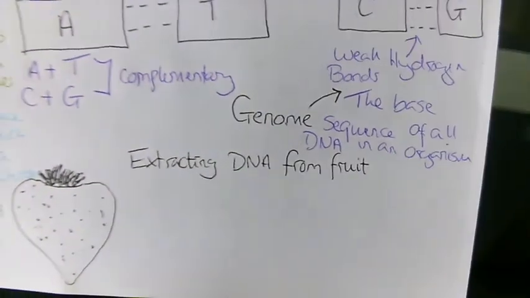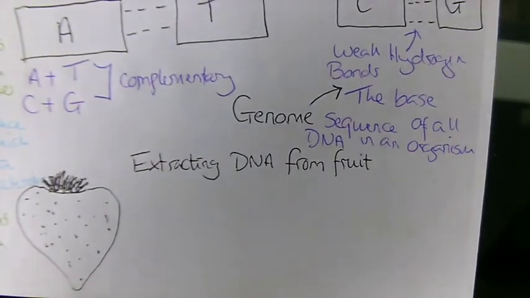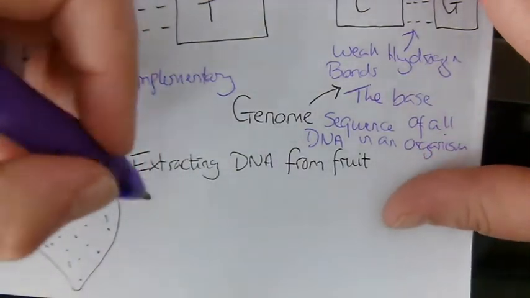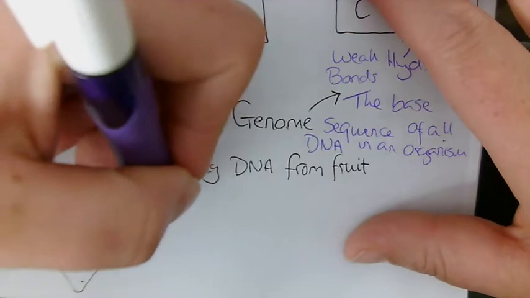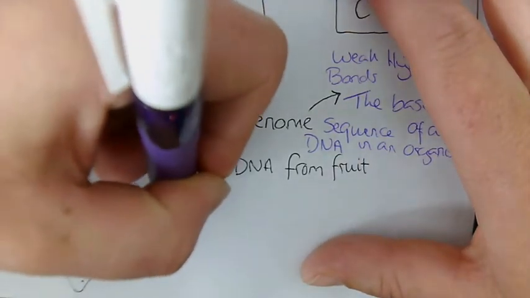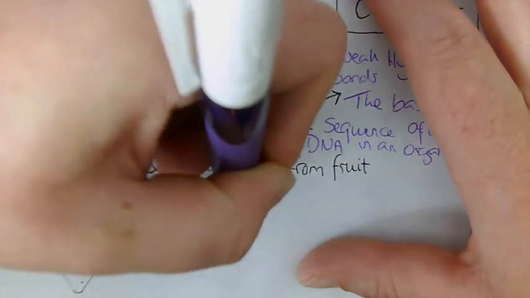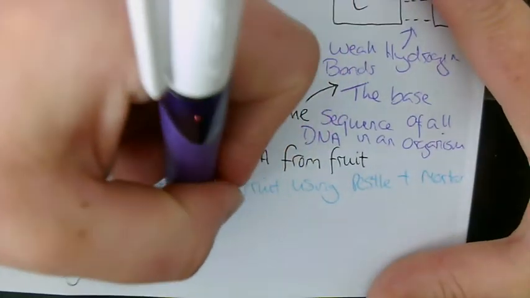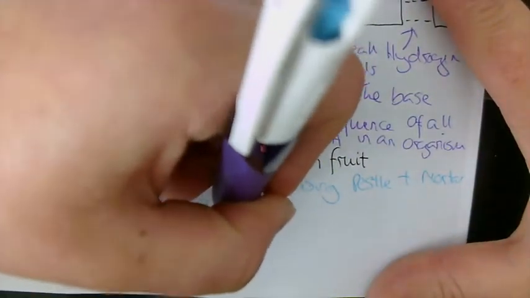A practical that you can be asked about is extracting DNA from fruit. So what that looks like is you need to know the method. So one is grinding up the fruit using a pestle and mortar. What that is doing is it's separating the cells.